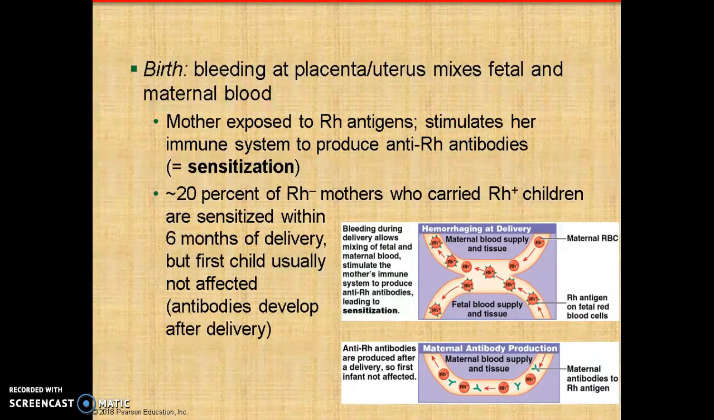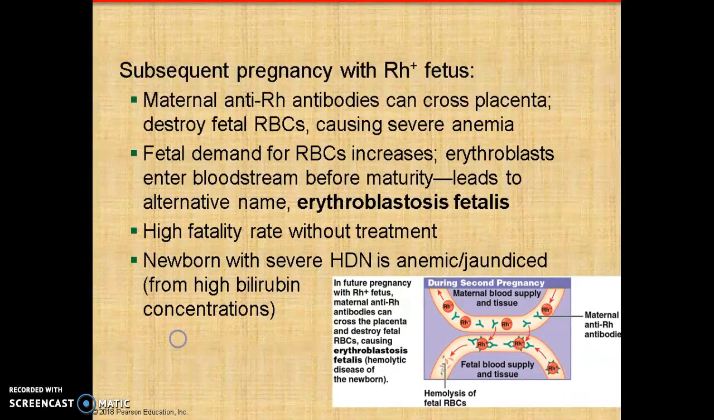Approximately 20% of Rh negative moms who carry Rh positive kids are sensitized within 6 months of delivery. But again, that's after the first child has been born, so it does not affect the first child. But if she has another pregnancy with an Rh positive fetus, her antibodies can cross the placenta.